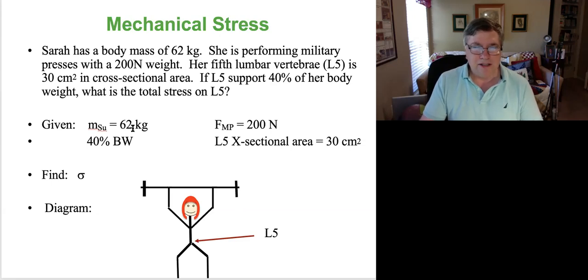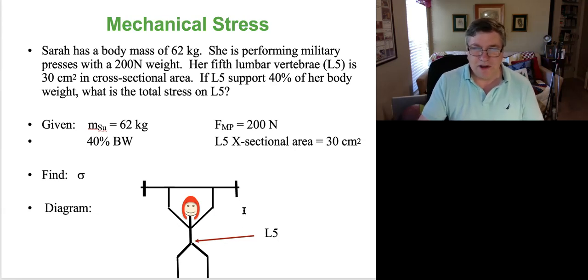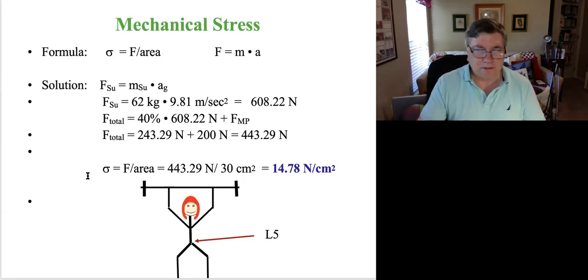So the mass is 62 kilograms for Sarah. That's her body mass. She's going to support 40% of that. The weight that she's lifting is 200 newtons. 100% of that weight has to be supported by the fifth lumbar vertebrae, not just 40%, all of it. So that's going to be a significant amount of stress when we add that on. The fifth lumbar vertebrae has a cross-sectional area of 30 square centimeters. So we're going to find mechanical stress. We use sigma to describe that.